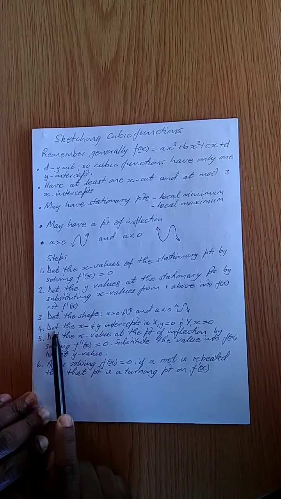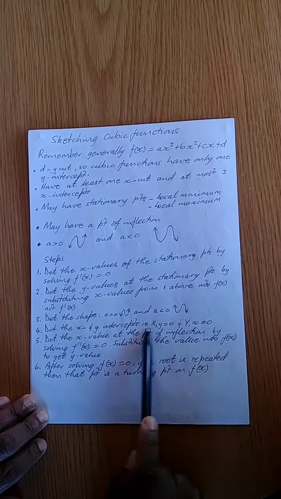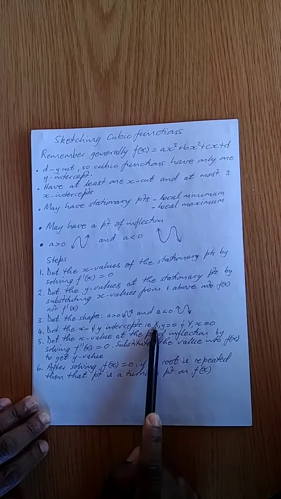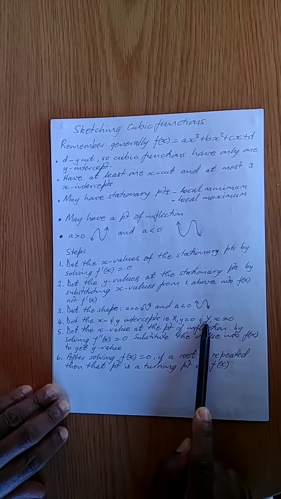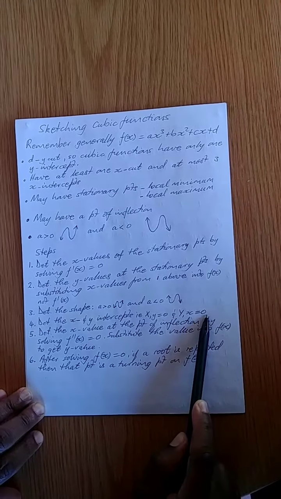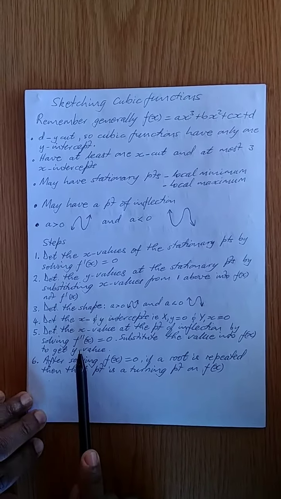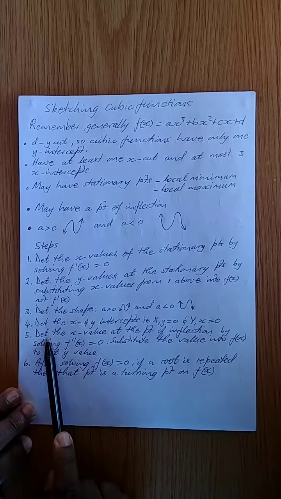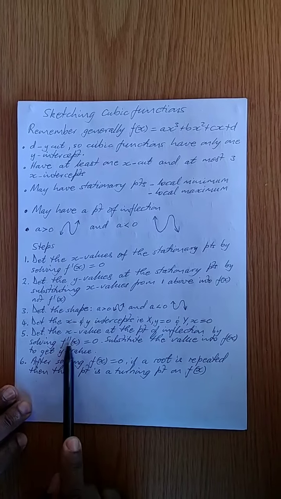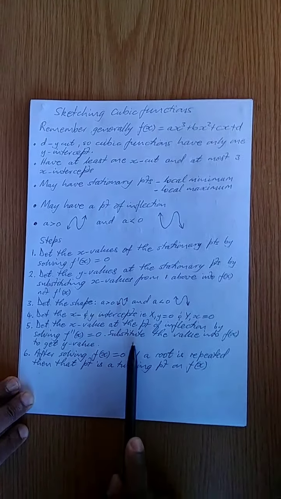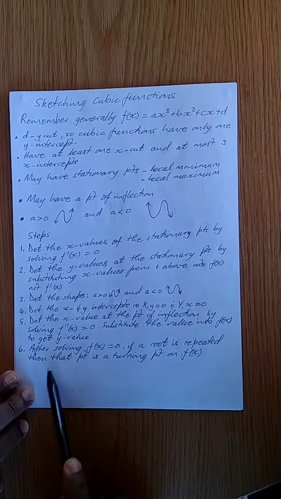Part 4, determine the x and y intercepts. This we have been doing over and over again. When the graph is cutting the x-axis, y is always 0. When the graph is cutting the y-axis, x is always 0. So we simply substitute and then solve for x. Part 5, determine the x value at the point of inflection by solving f double dash of x equals 0. Then you substitute the value into f of x to get the y value.